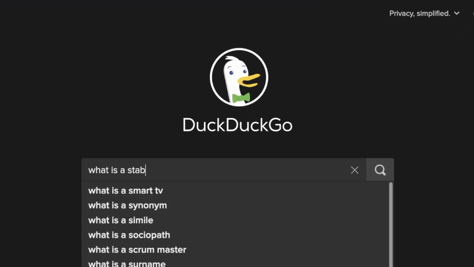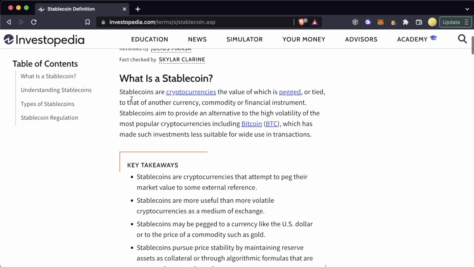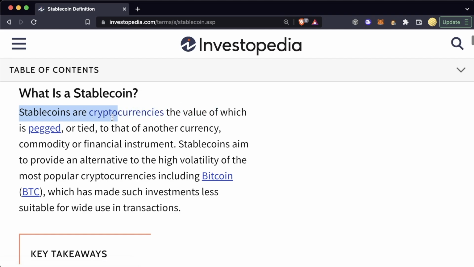And this is the first place where we disagree with traditional media. If you Google what is a stablecoin, you'll see something like this response everywhere: stablecoins are cryptocurrencies, the value of which is pegged or tied to that of another currency, commodity, or financial instrument. And to that, I disagree. I think that's an easy initial way to understand them, but not the whole story. A stablecoin is a crypto asset whose buying power stays relatively stable.